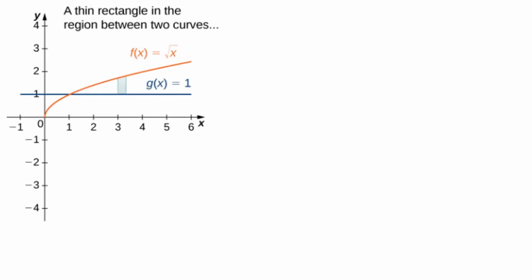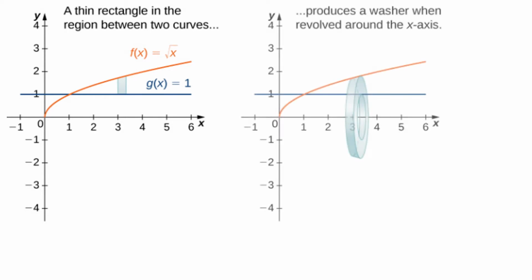Because sometimes we've got two functions, right, instead of one. So here we have like f of x and g of x. And if we think about a real thin rectangle between those two curves, and we decide to give it a spin, right, revolve it around the x-axis, it'll make a washer.